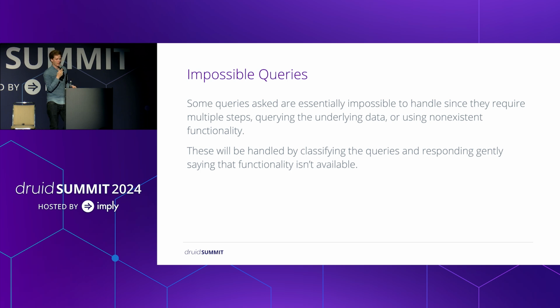The other issue I ran into is impossible queries. Some queries asked are essentially impossible to handle. They require multiple steps. They require introspection of the actual data. That's not something we wanted to build into the thing. We're just building a text-to-SQL, not saying, give me which stock I should buy next year out of a data set. And some also use functionality that doesn't exist within Druid itself. These can be handled by classifying those queries and responding gently, saying that that functionality isn't available at this time.